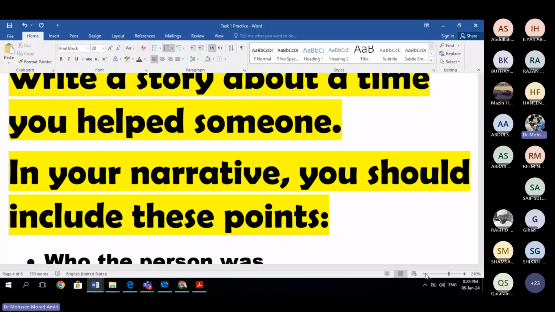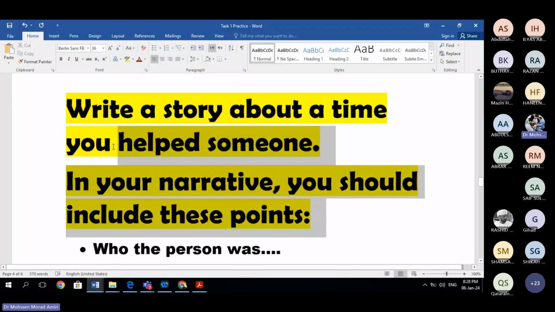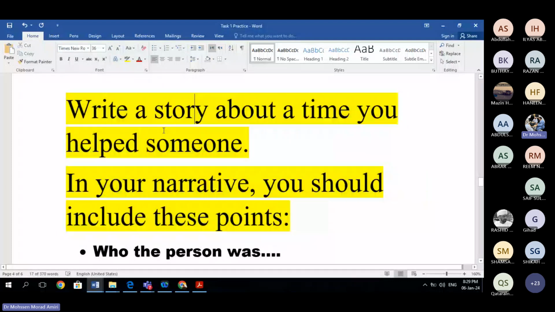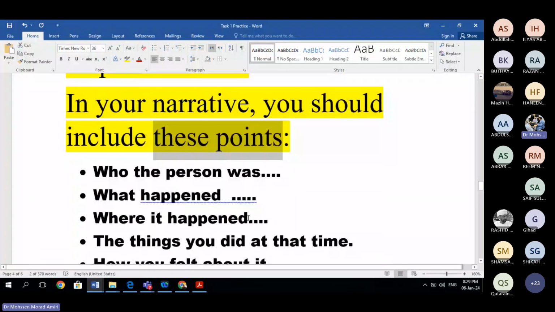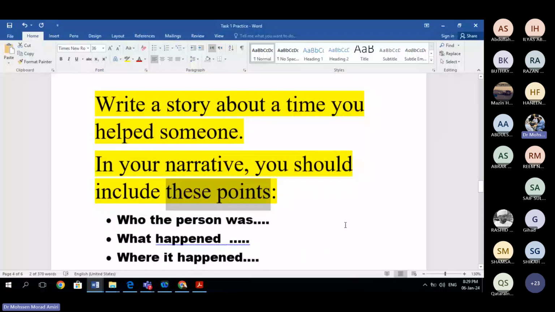Okay, let's go to the writing part now about task 1. Write a story about the time you helped someone. In your narrative, you should include these points. So Shabab, they will give you a statement like this. And then they will ask you in your narrative, you should include, yani shamil, include these nukat points. Okay, these are the points, bullet points, they call it. They will give you bullet points, Shabab, okay?